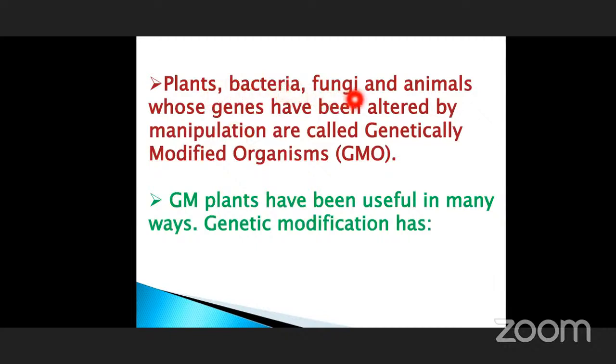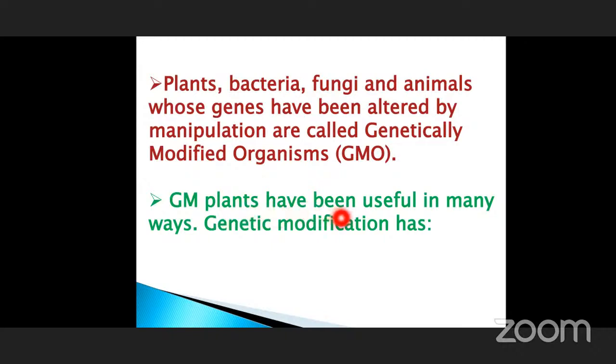Plants, bacteria, fungi, and animals whose genes have been altered by manipulation. Manipulation is nothing but insertion of a desirable gene into the particular vector. Then the vector along with the desirable gene is considered as rDNA, and that rDNA is transferred into plants, bacteria, or fungal members, and their genes are altered, and those are called genetically modified organisms. GMO stands for genetically modified organisms.